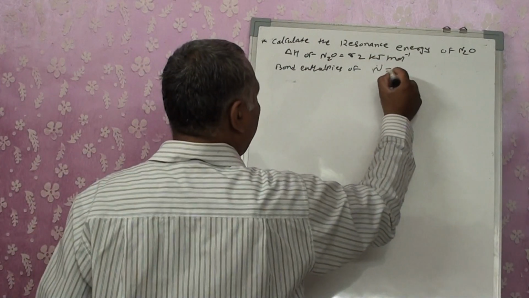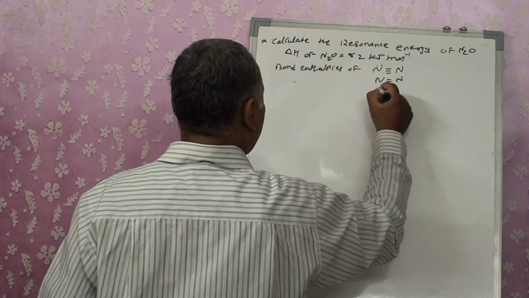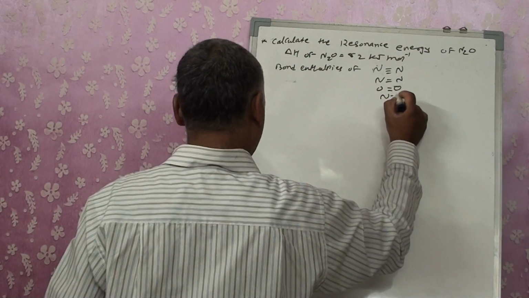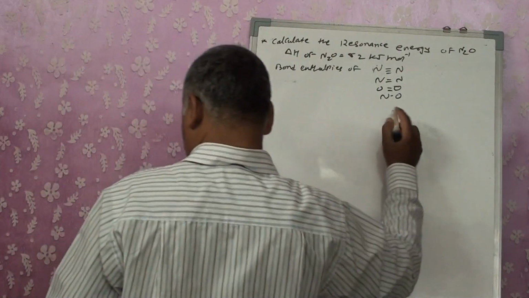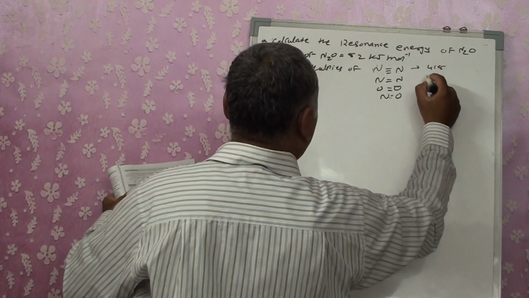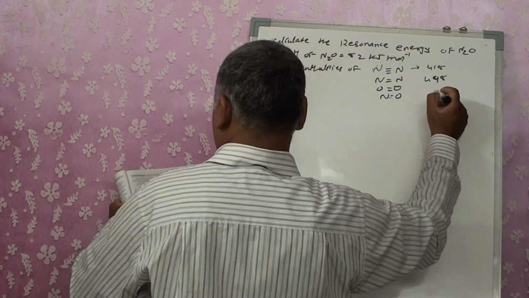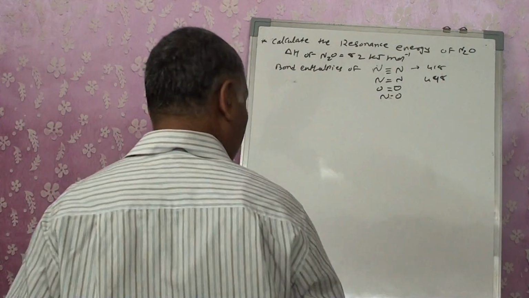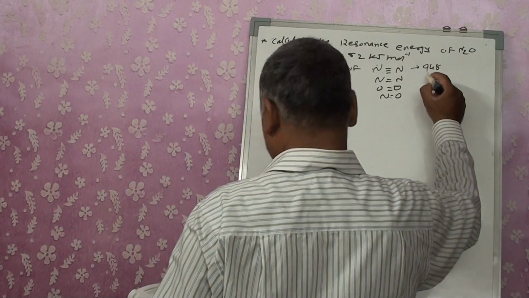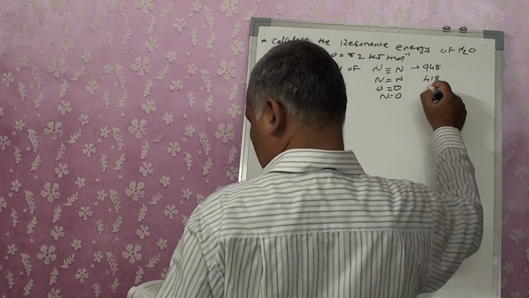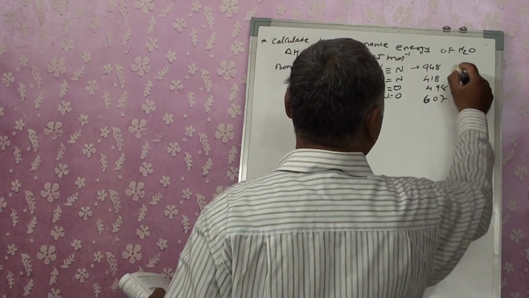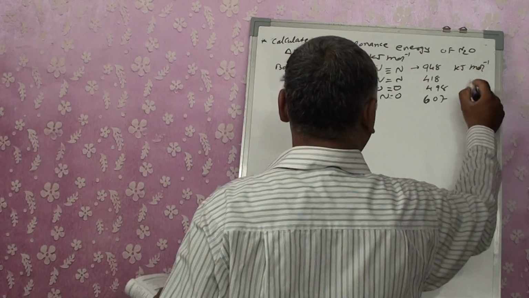It's given to us N triple bond N, N double bond N, then O double bond O, N double bond O, that are given to us as 418, 498, 948, 418, 498, 607 kilojoule per mole.